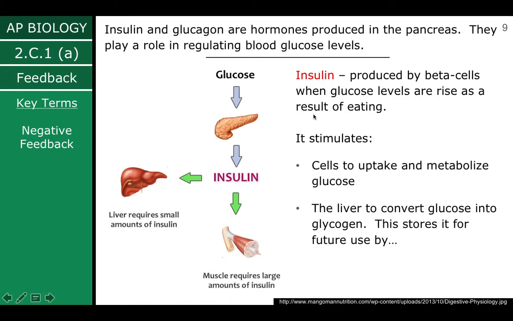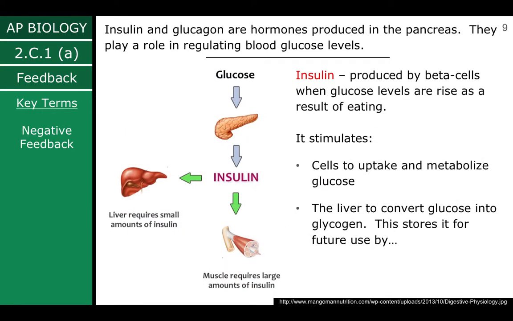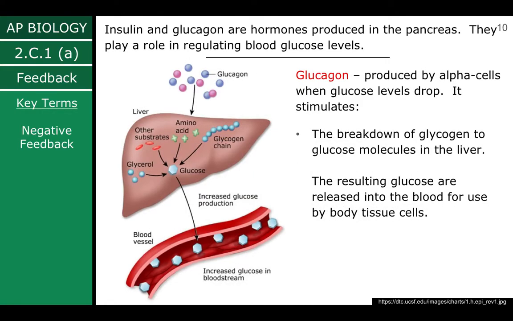So we have, once again, 2 different things occurring for one negative feedback loop. So insulin and then glucagon: when glucose levels drop, it stimulates the breakdown of glycogen to glucose molecules in the liver, and the resulting glucose is released in the blood for use by body tissue cells. So once again, insulin and glucagon are used in order to maintain homeostatic levels of blood glucose in the body.